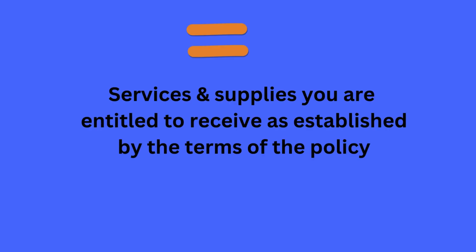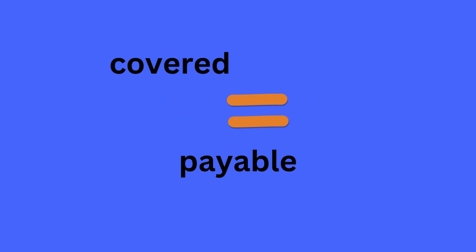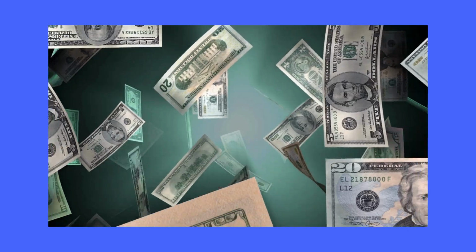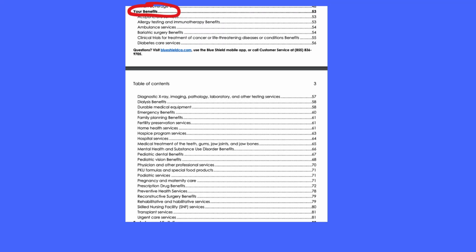Consider the benefits to be the list of all the services or supplies that you as a member are entitled to receive under the terms of your policy. Basically, if it says covered, it usually means payable. You can find the list of those benefits in your policy.